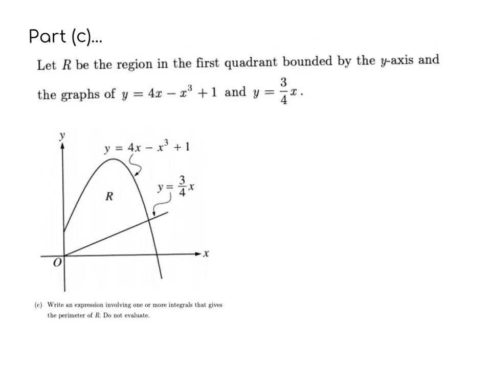So I think the easiest part is going to be right here. That's just 1. So maybe on the y-axis, we get 1. How do I know that's 1? Because of this function, 4x minus x cubed plus 1. If I plug in 0 for x, I get 1 for y. So that's that distance.